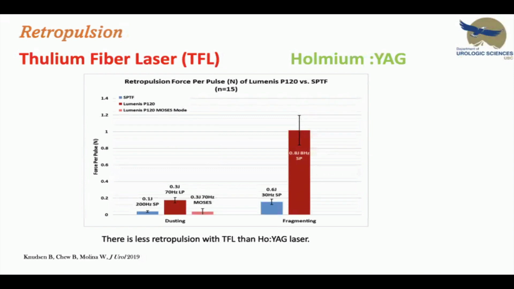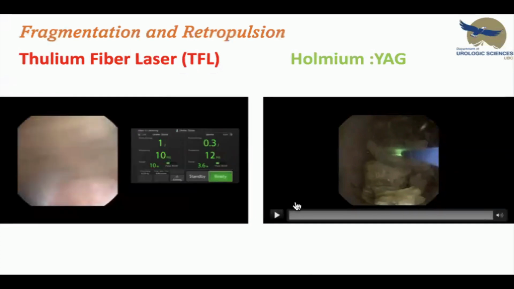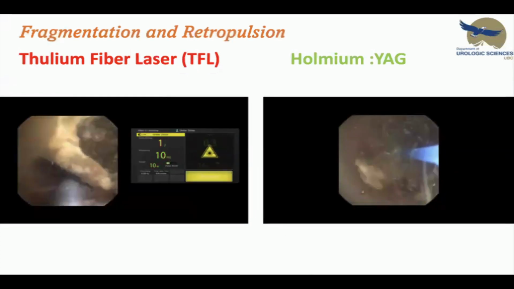The retropulsion, we talked about the difference in peak power. So there is less retropulsion with thulium fiber laser than Holmium YAG laser. Here we can see the difference.